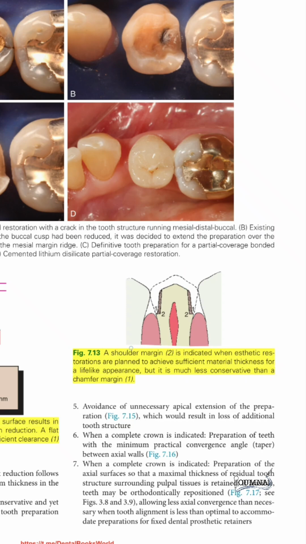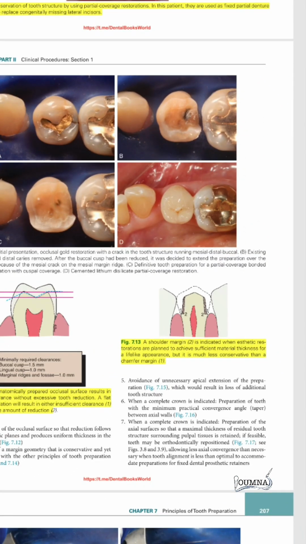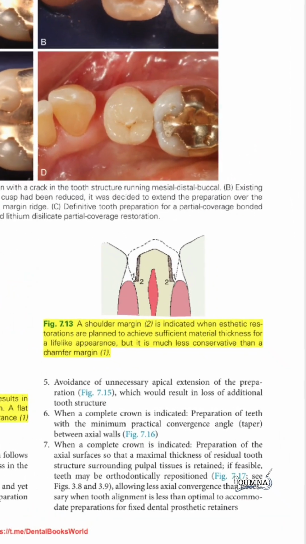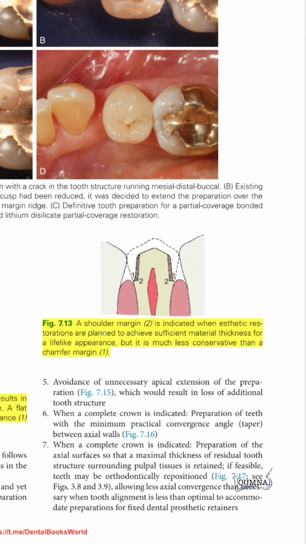When we discuss the shape of the finishing line, we have several types, and we will discuss them in detail, along with their indications and how they are made. This is a comparison between the shoulder margin and the chamfer margin. The shoulder margin gives us more space for the bulk of the restoration material, which gives more aesthetic results, but it is not as conservative as the chamfer margin.